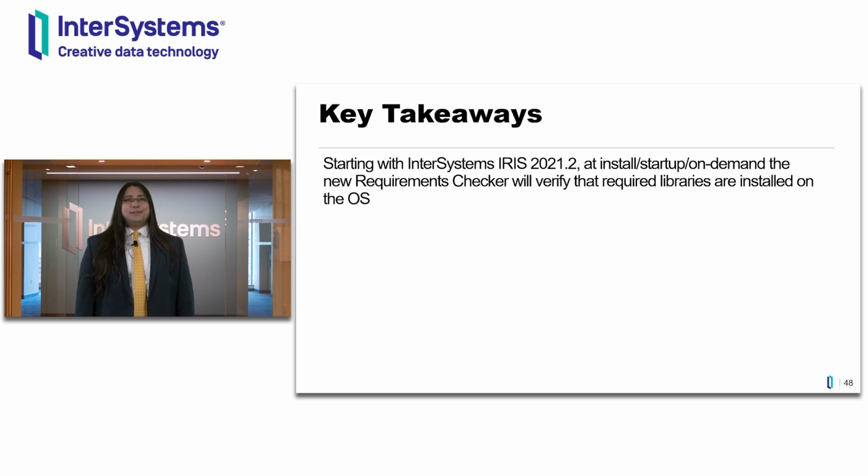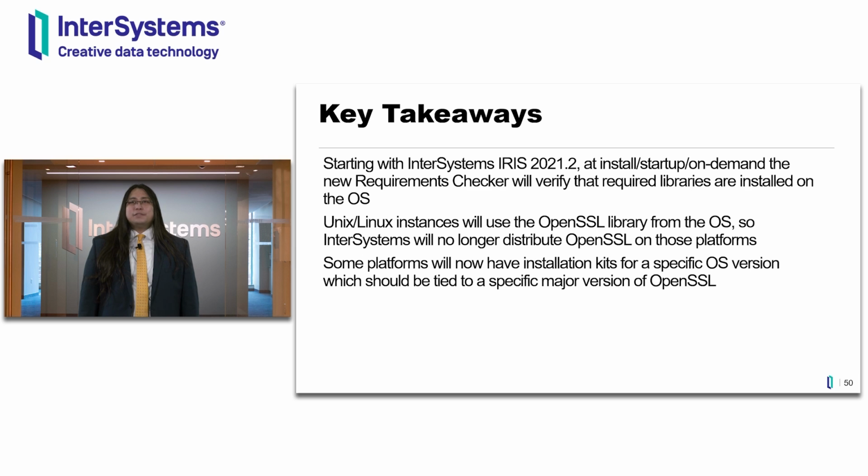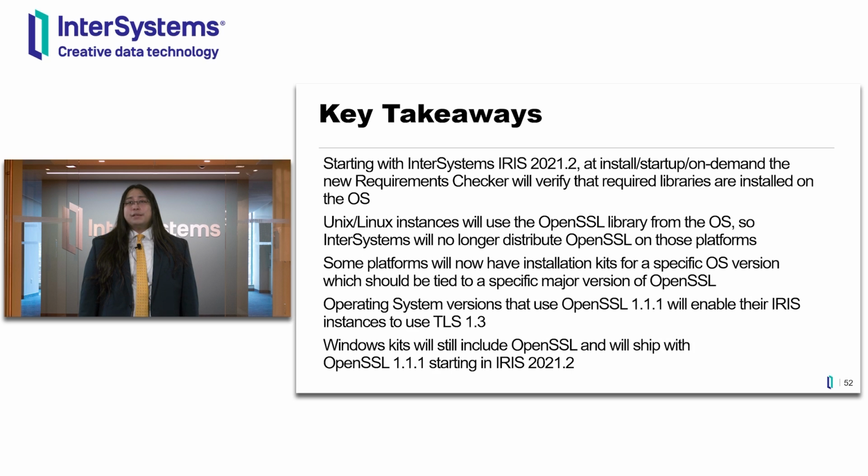All right, let's recap. Starting with InterSystems Iris 2021.2, at install or startup or on demand, the new requirements checker will verify that required libraries are installed on the OS. Unix and Linux instances will use the OpenSSL library from the OS, so InterSystems will no longer distribute OpenSSL on those platforms. Some platforms will now have installation kits for a specific OS version, which should be tied to a specific major version of OpenSSL. Operating system versions that use OpenSSL 1.1.1 will enable their Iris instances to use TLS 1.3. And Windows kits will still include OpenSSL and will ship with OpenSSL 1.1.1 starting in Iris 2021.2.